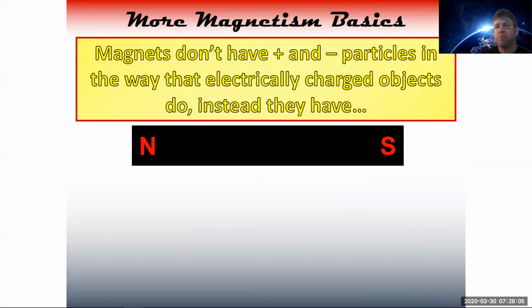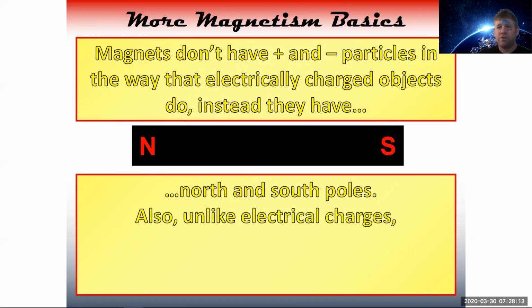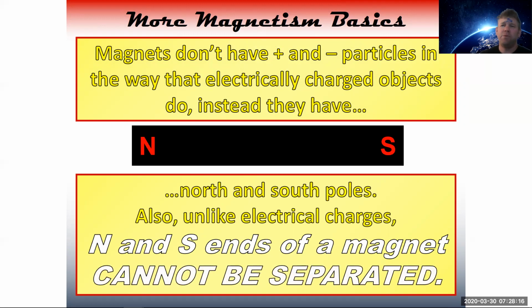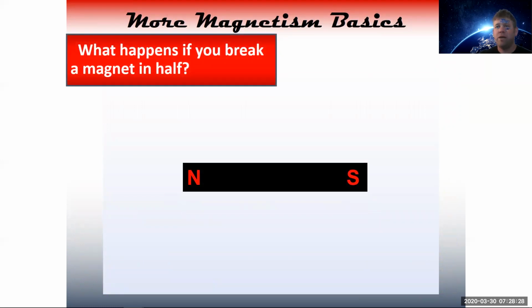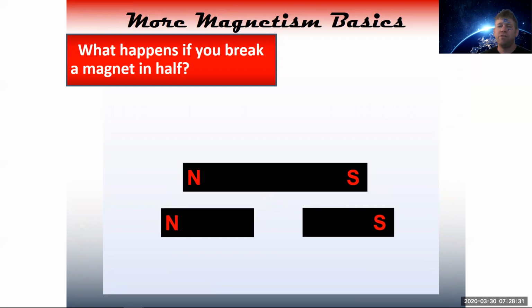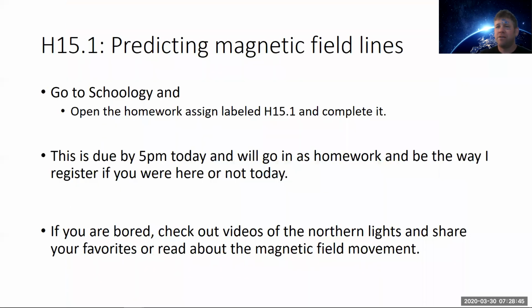Because magnets don't have a positive and negative, they instead are going to have this north and south pole. A magnet can't really be separated. If you snap a magnet in half, it is not going to just stay in half, meaning you're not going to get a north magnet and a south magnet. What you'll actually end up seeing is you'll get two smaller magnets, each with a north and south magnetic pole, which is kind of crazy, right? So that's how we're able to fix magnets, so to speak.